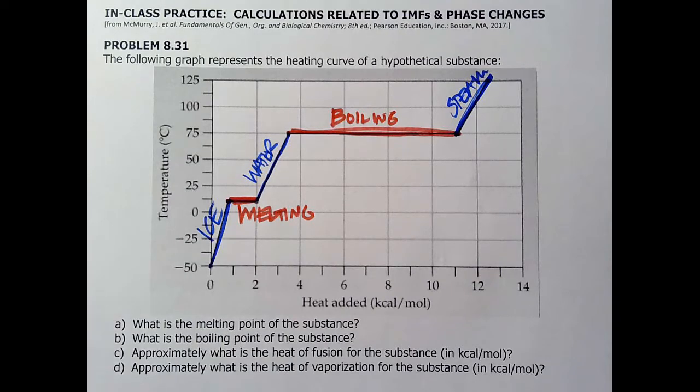Okay, so we talked about IMFs. Now we talked about physical changes, physical properties. In the last segment in chapter 8, we get to do the coolest thing. We get to connect IMFs to physical properties. And now we get to make all kinds of predictions.